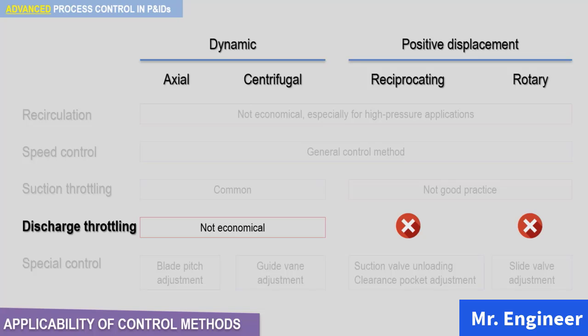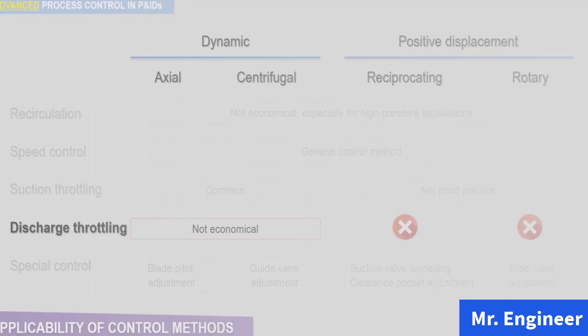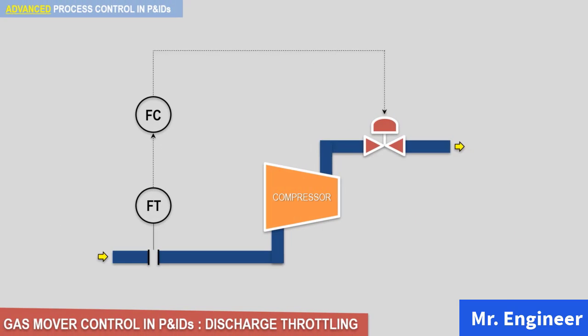However, this is not much of a factor when dealing with gas movers with small compression ratios, such as fans and blowers. Take a look at the following P&ID schematic. Basically, in this control scheme, a control valve is placed on the discharge side of the gas mover. Recall here that this method of control is acceptable to use with dynamic gas movers, but not with positive displacement gas movers.